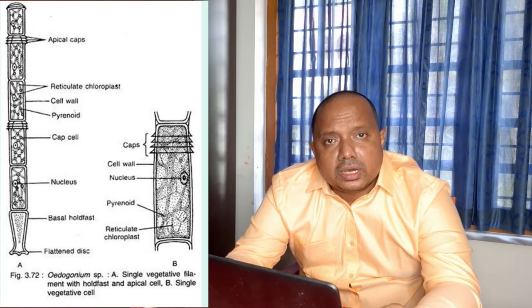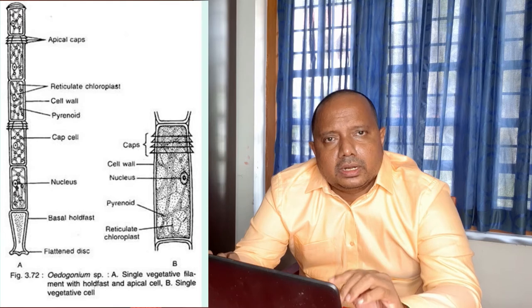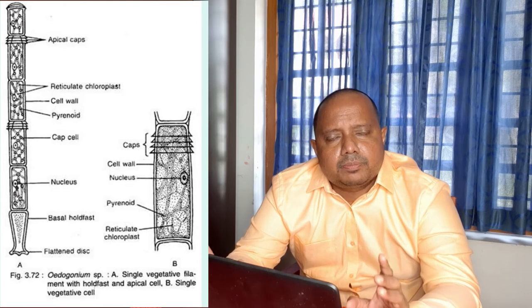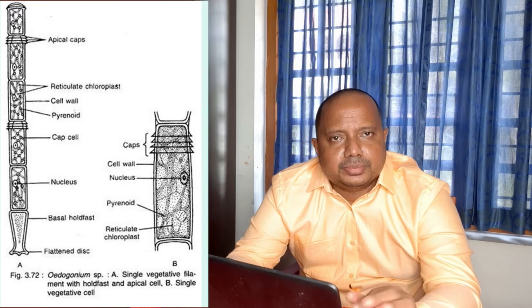There is a narrow curve towards the upper region, and there are some ring-like structures towards the upper end, flanking on the outside like a cap. These cells are called cap cells. All the cells are not cap cells, but a cap cell may have more than one cap. The number of caps in a cell indicates the number of divisions it has undergone.